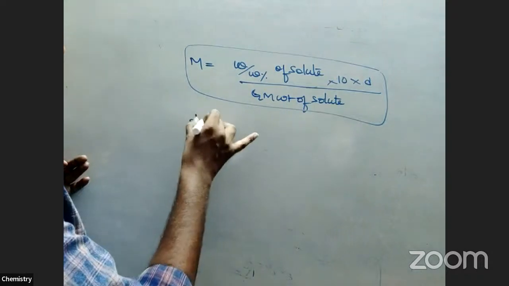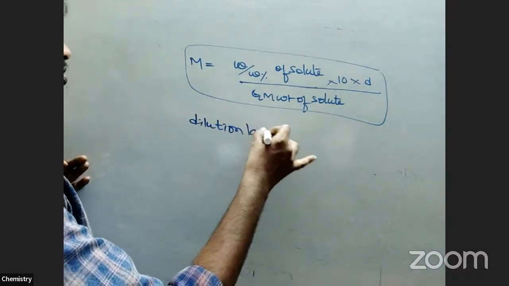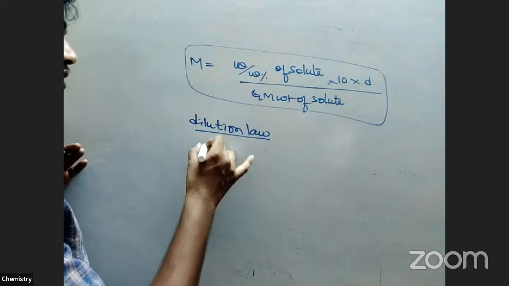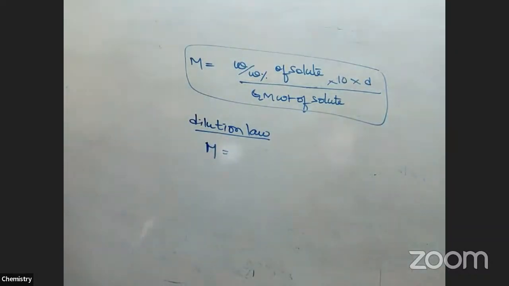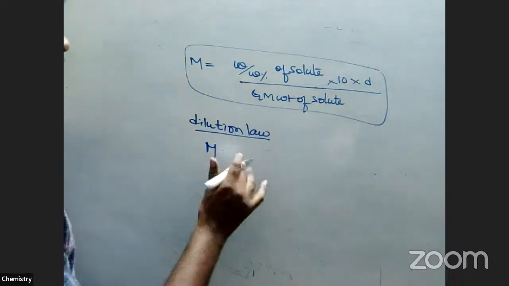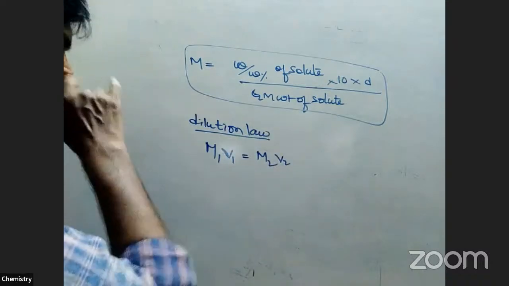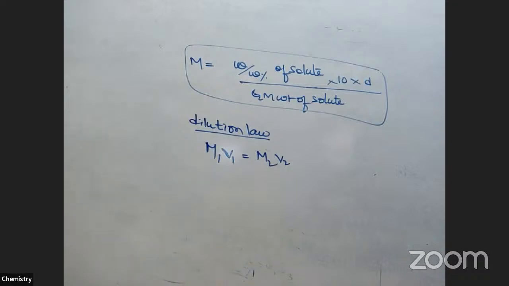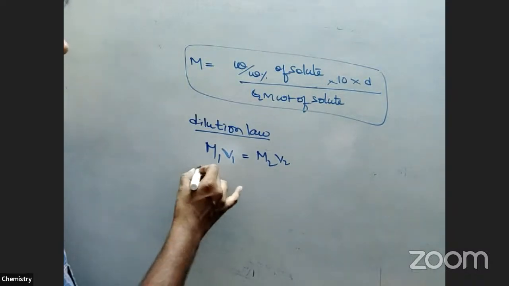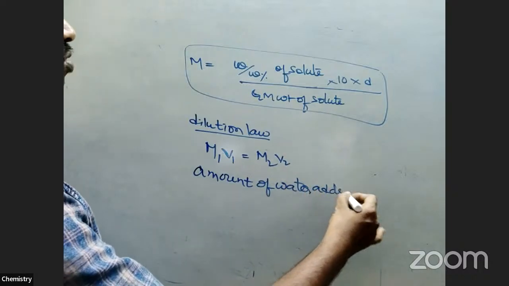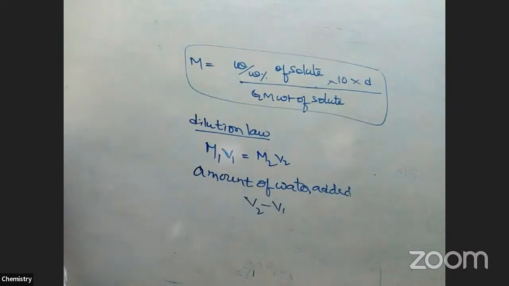Next is the dilution law. When excess water is added, the molarity of the solution decreases. According to the dilution law, M1 V1 is equal to M2 V2. M1 is the initial molarity, V1 is the initial volume, V2 is the final volume, and M2 is the final molarity. Amount of water added to increase dilution is equal to V2 minus V1. We use this formula. It is the dilution law.